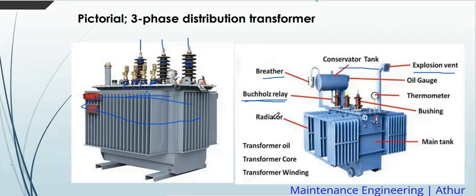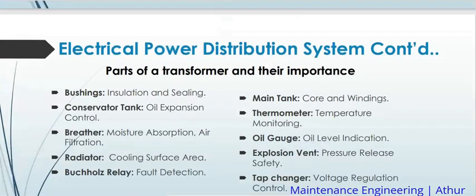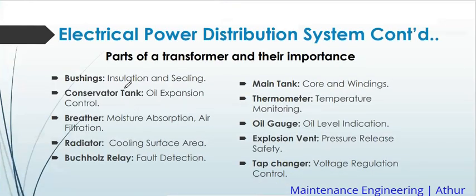We have the radiator, we have the main tank, and we can look at their importance, the bushings. I have said they provide insulation and sealing. Conservator tank, oil expansion and control. The breather is for moisture absorption, air filtration. We have the radiator. The radiator is for cooling surface area. There are many machines with radiators, like generators. Even in cars, we have radiators. So this is cooling surface area.